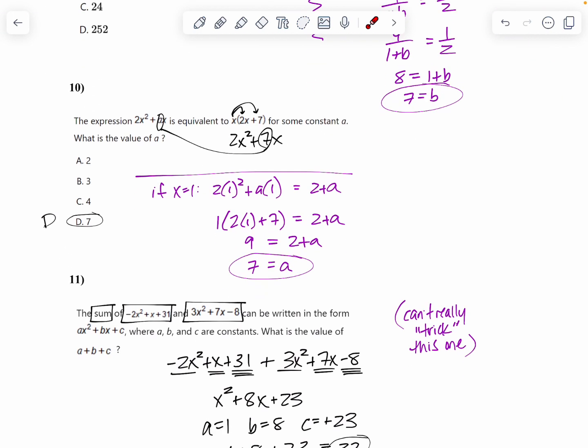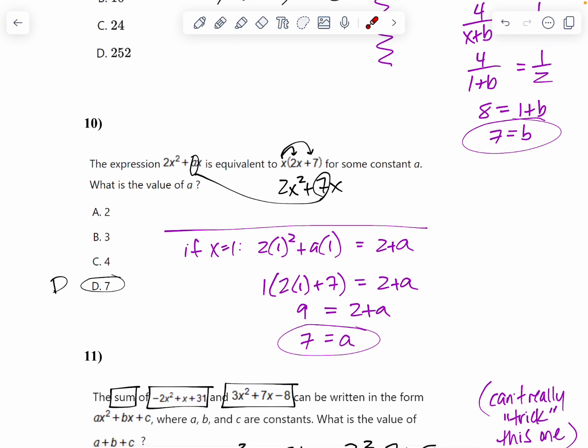I think I have 2 more, you guys, and then we are done. Algebraically, how do you do this question? This is pretty simple. We just distribute the x, and it says 2x squared. That's great. What is the value of a? Well, it happens to be 7. Okay, that was pretty simple.